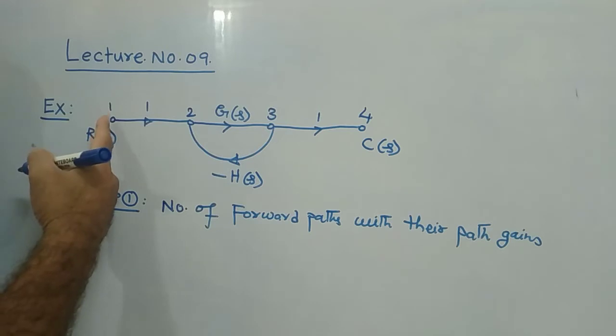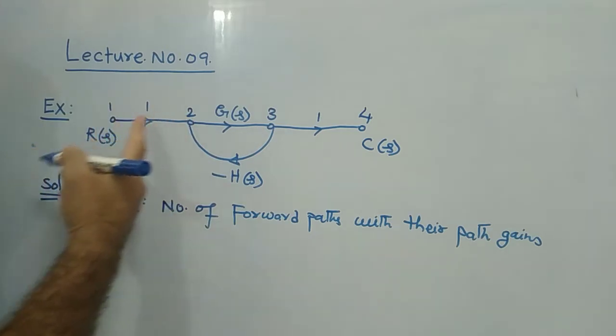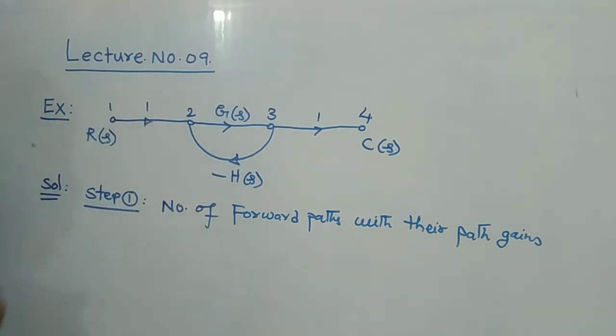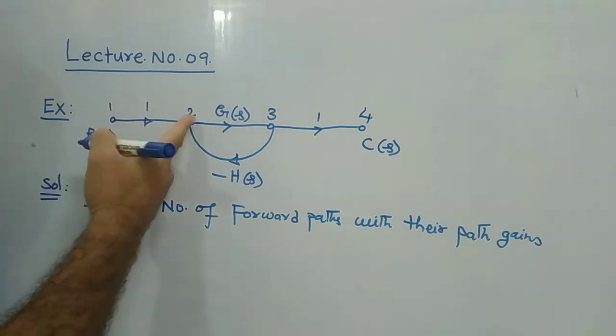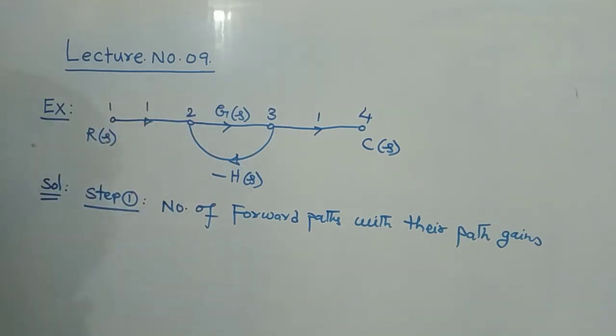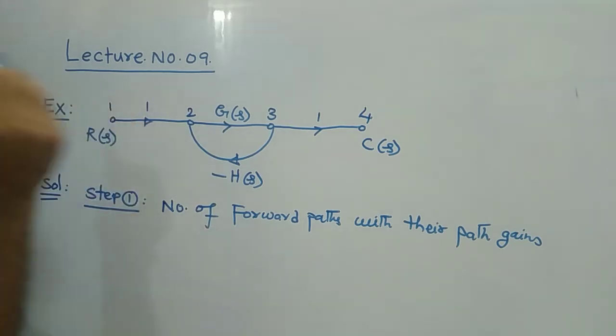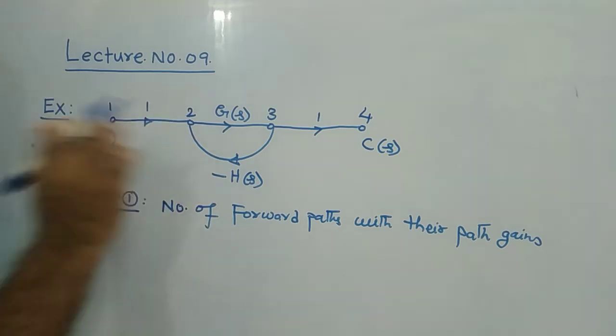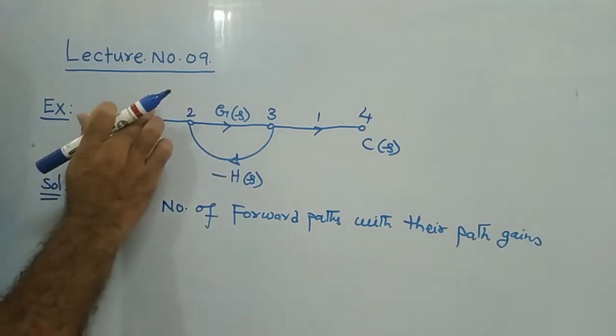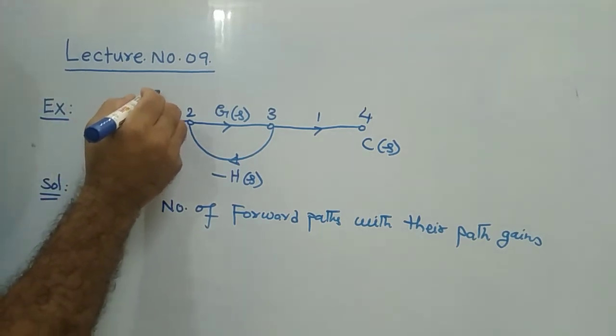And again, from node 1 to node 2, there is an arrow mark, which means the flow of the signal is directed towards node 2, with a value given, that is 1. That is nothing but the gain of that path, the gain of the path between node 1 and node 2. 1 is nothing but your gain.